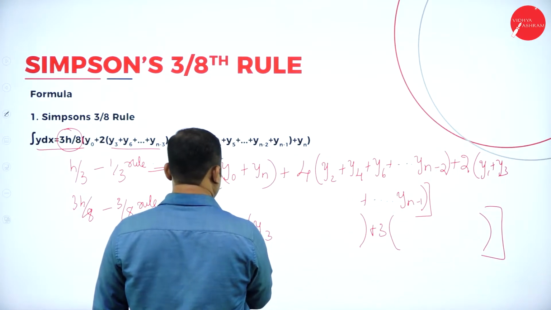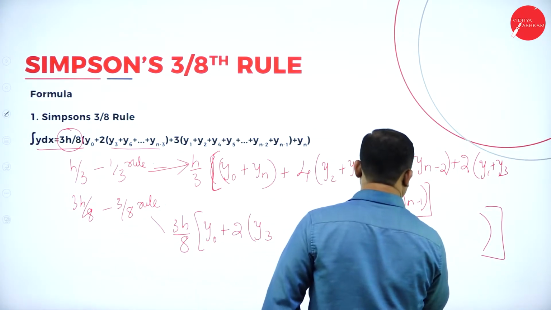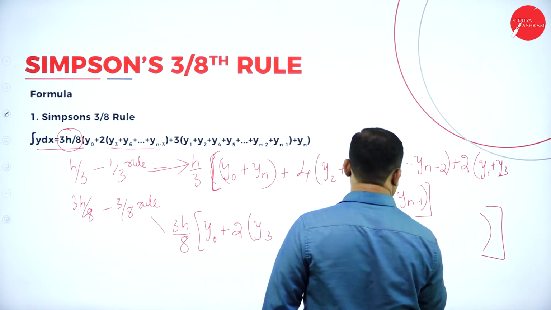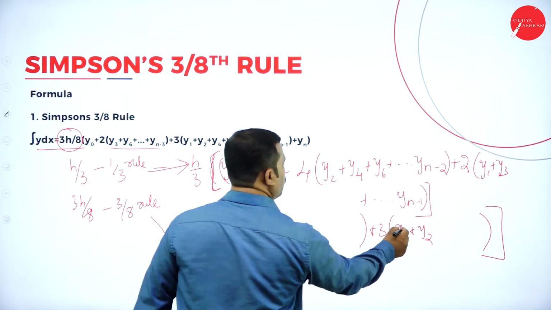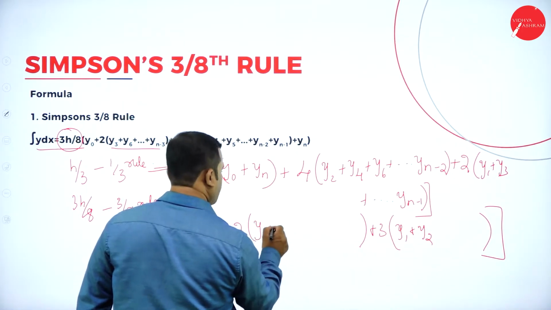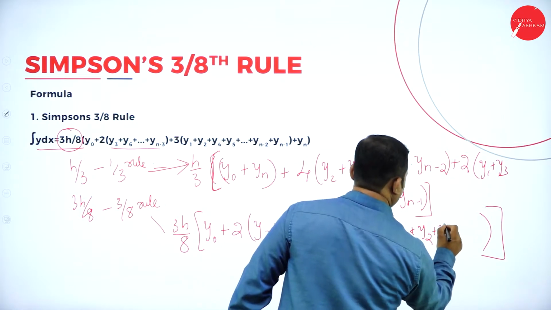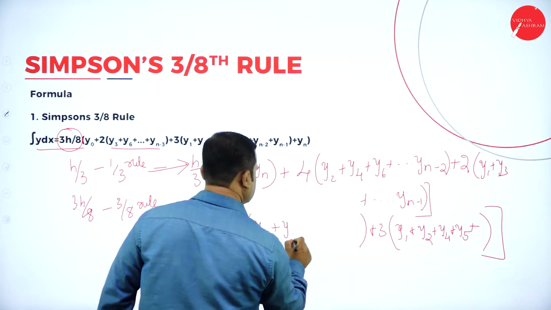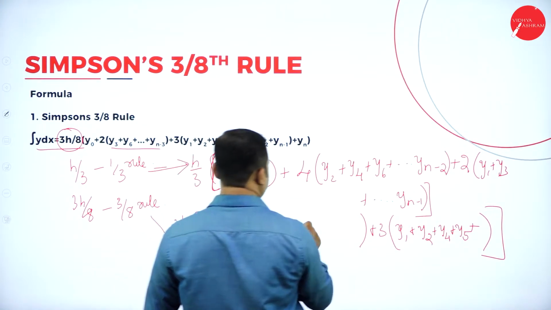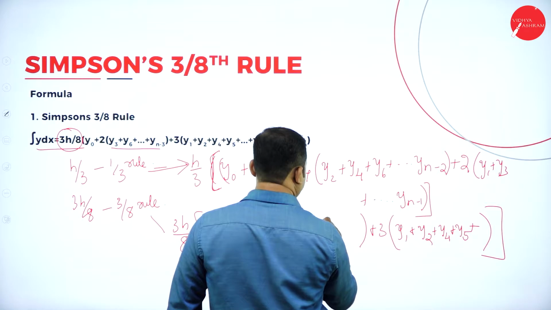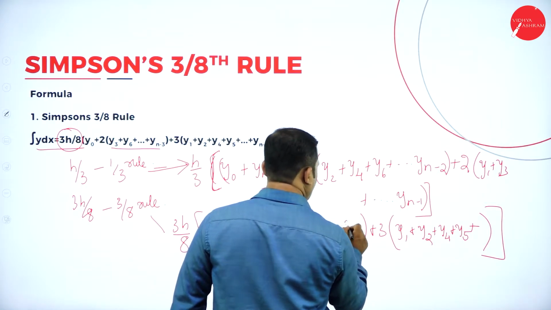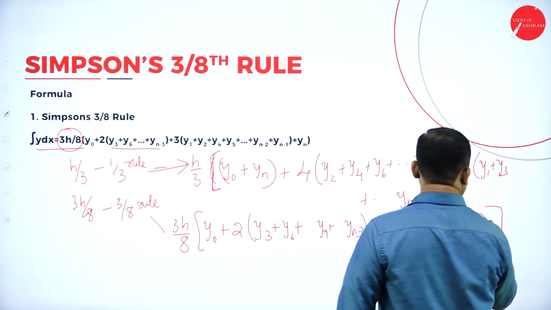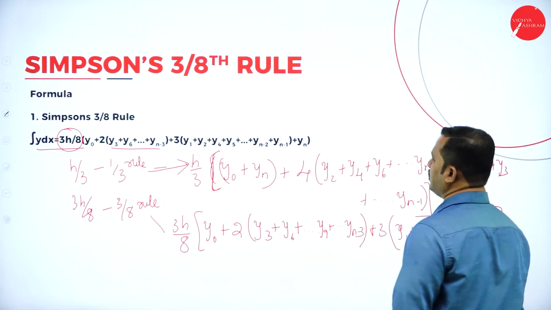This is y0 here. Let me place y1 here. Where is y2? Plus y2 here. 1 and 2. Where is y3? Here. Then y4 plus y5 here. And here y6. Plus so on up to y9, plus so on up to yn minus 3 here, so on up to yn minus 1.